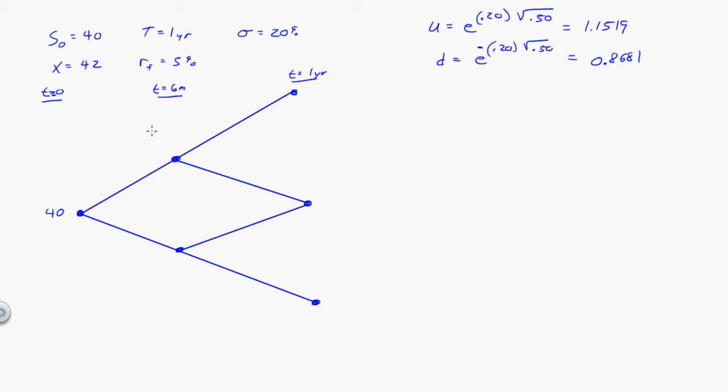So if I build this out, then this is S times u, that's $46.08. This is S times u times u, which is $53.08. This is S times u times d, which is the same thing as S times d times u, which is $40. This is made so these always recombine. This is going to be S times d, which is $34.72, and this is going to be S times d times d, which is going to be $30.15.